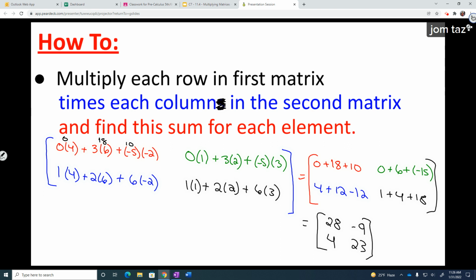If you were to do the other way, second matrix, would it change it? That's a good question. Yeah, that's going to be our next slide. Very good.